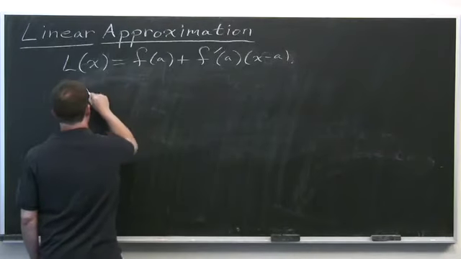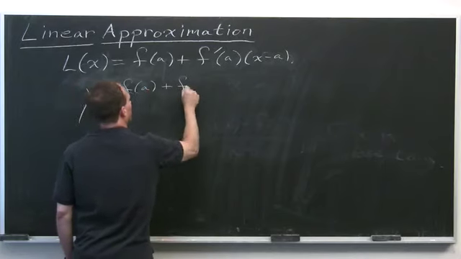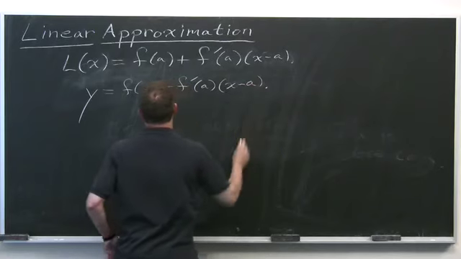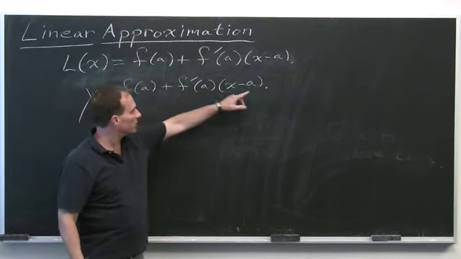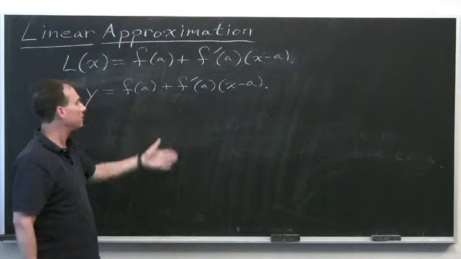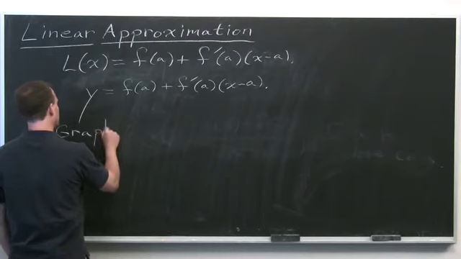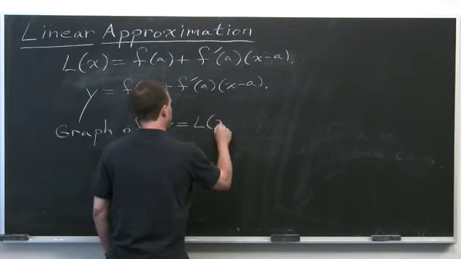The graph of this. So you graph the function y equals f of a plus f prime of a times x minus a. What is this graph? Well, for a fixed a, this is a constant, this is a constant, that's a constant. The graph of this, the graph of the linearization, is a line.